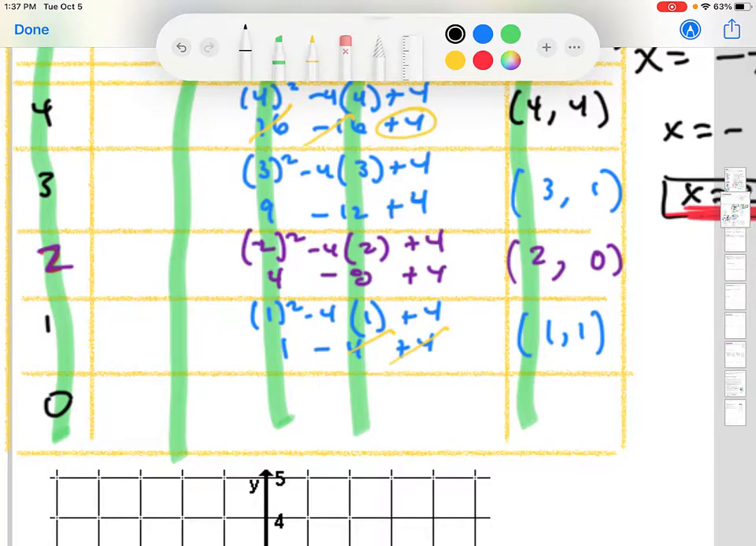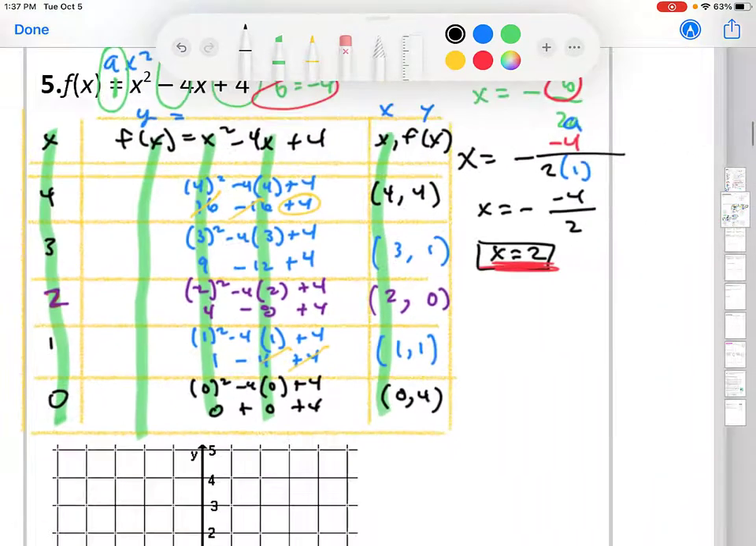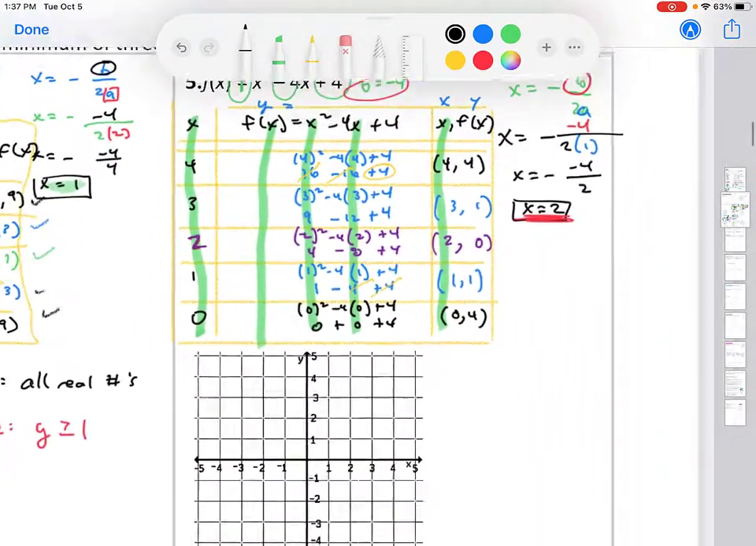And the easiest one is 0, because most of it will go away. Okay, 0 squared is 0. Negative 4 times 0 is 0 plus 4, so I get 0, comma 4. Let's graph it.